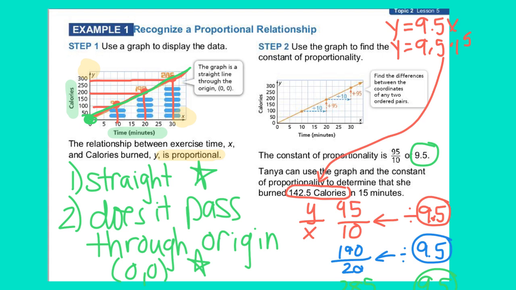All right, now that's a lot of information all on one slide. Let me summarize for you. If your graph is straight and it passes through the origin, it's proportional. If it's proportional, we can find the COP. So I just divided and I got 9.5. Once you have that, you've got an equation. Y equals whatever the COP is times X. And then we had to answer the question. We wanted 15 minutes. Minutes is your X coordinate. So we just multiplied 9.5 times 15.